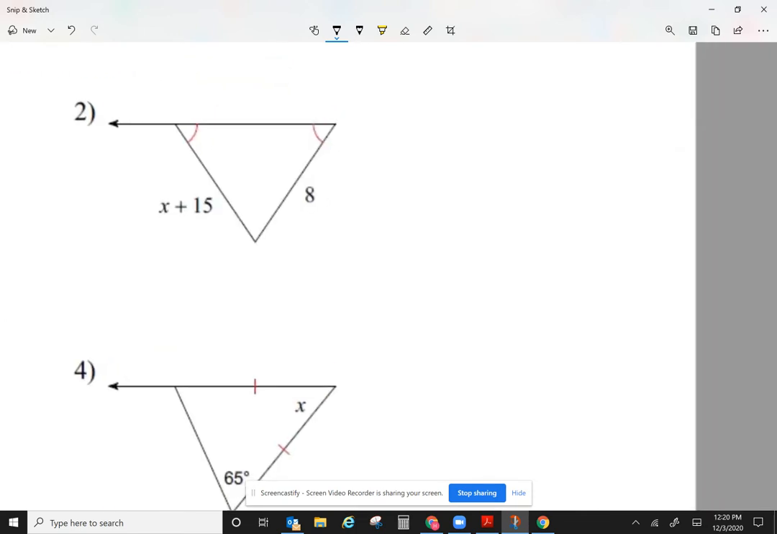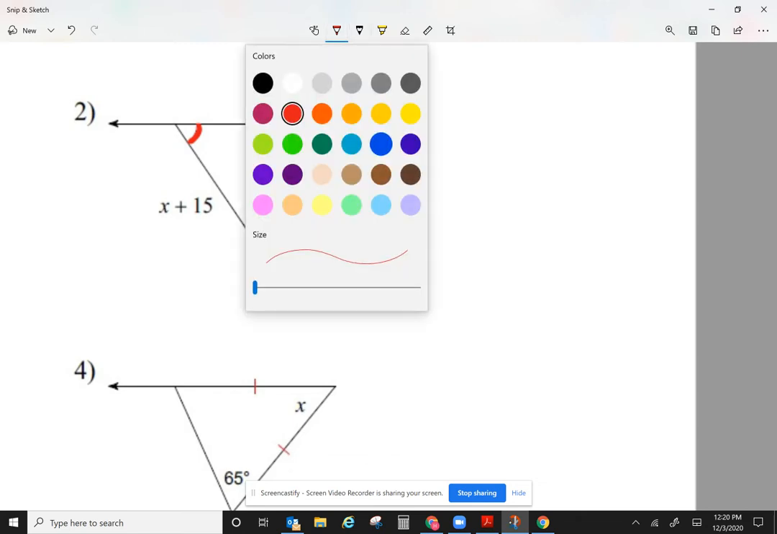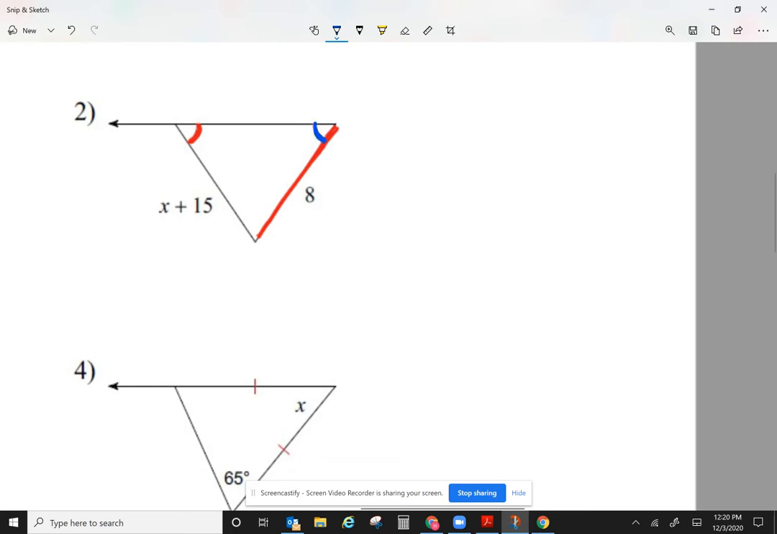Now let's take a look at number 2. Those two angles that I marked the same way, so that means that those two angles are equal. If I look at one of them, let me highlight it in red. The side that is opposite from it is this side. If I look at the other angle, let me highlight it in blue. The side that is opposite is this side. Remember, in geometry, opposite means far away.